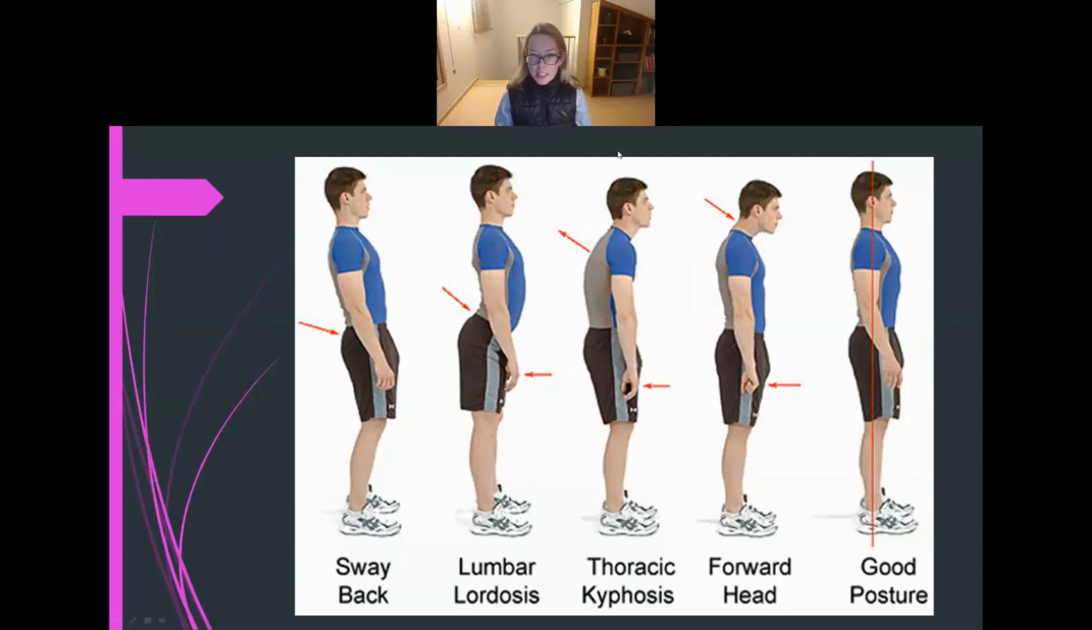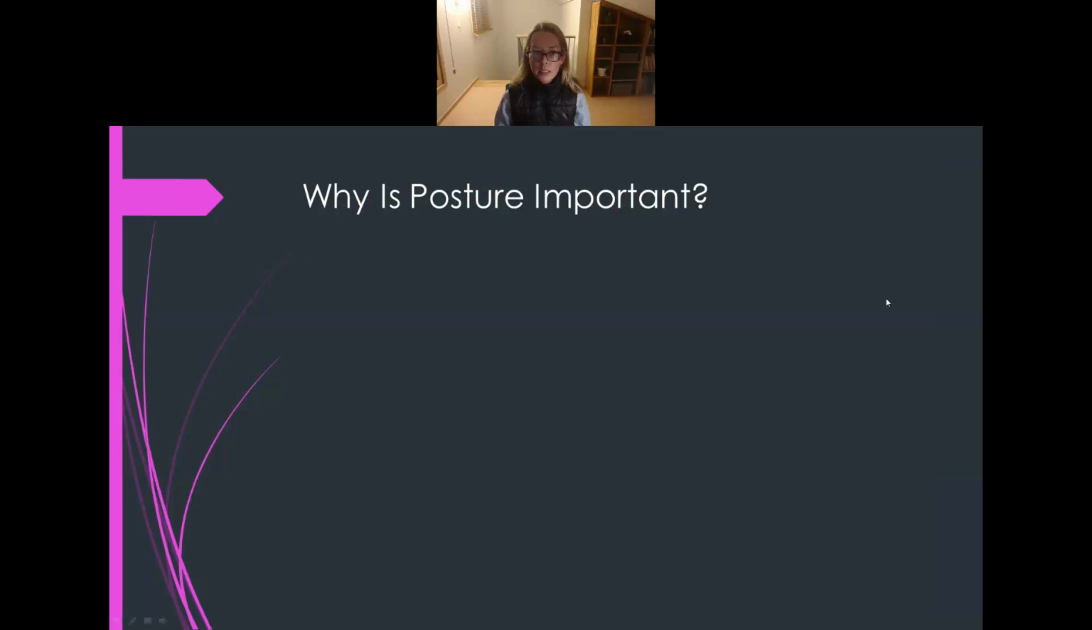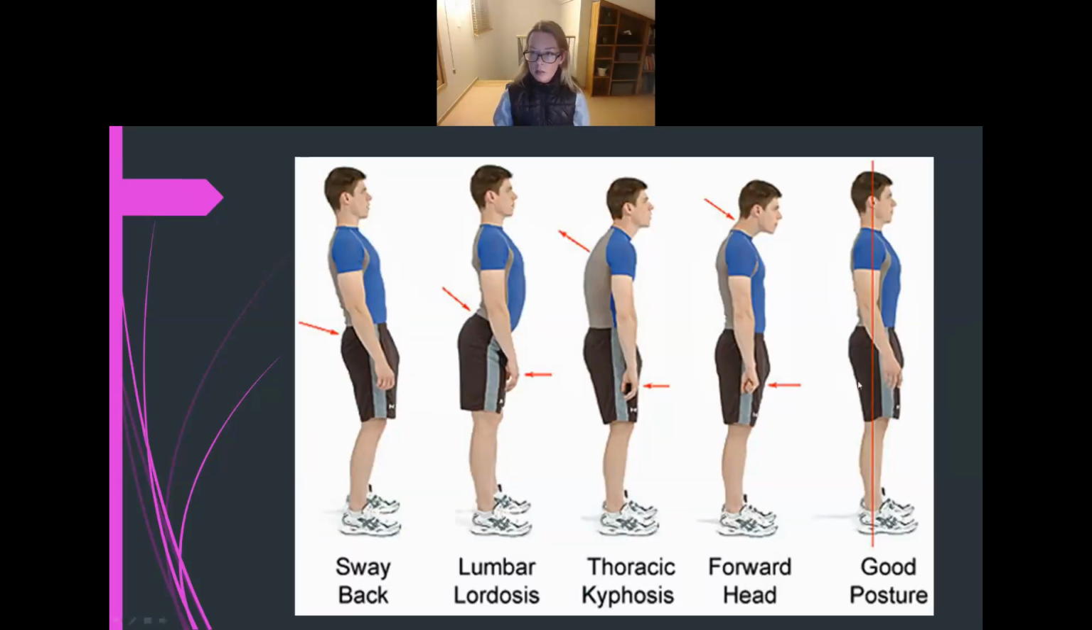Okay, so here are some examples. You don't need to know this vocabulary. I don't even know what lordosis is. But anyways, you can see he's way back, and here he's got his butt out, and he's forward. You want to stand like this, right? Oh my God, that's good posture. Over here, good posture.